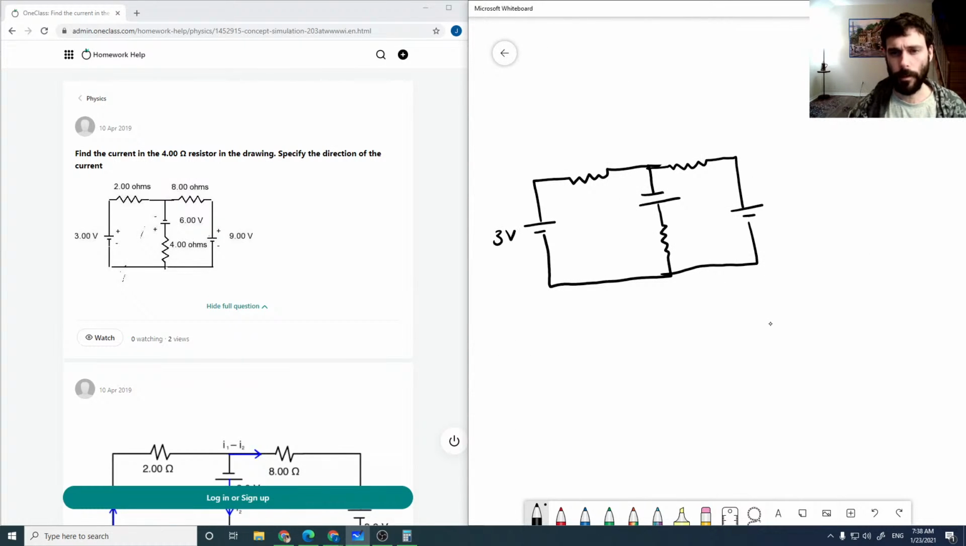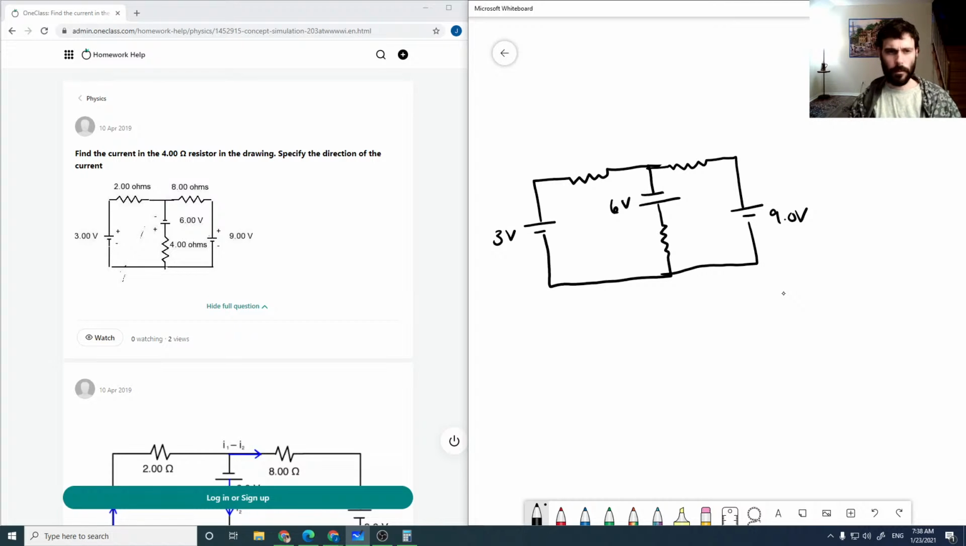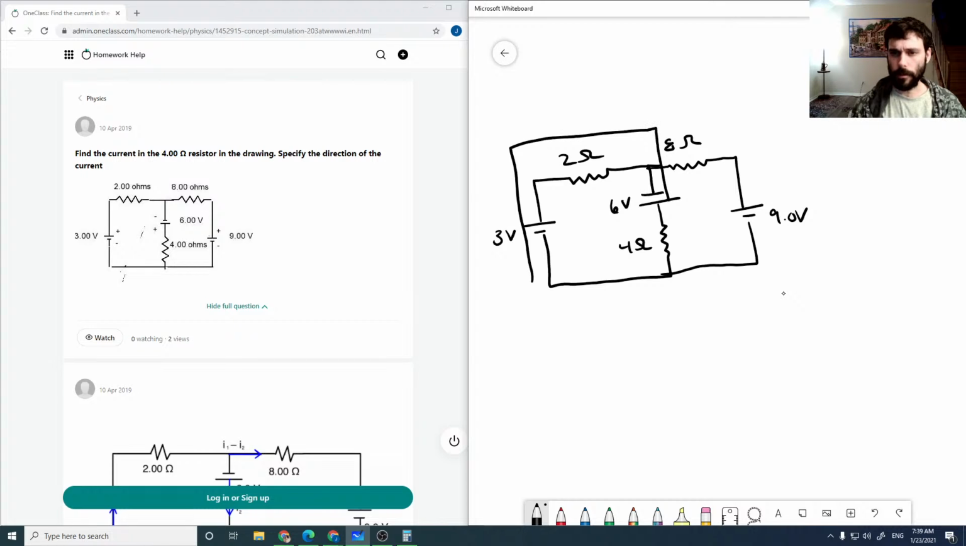This battery is 3 volts, 6 volts, 9 volts. 2 ohms, 8 ohms, and 4 ohms. So this is the one we were interested in. The loop I'm going to draw, or the loops I should say, so I'll start with this one. I'm also going to assume that current runs in this direction.